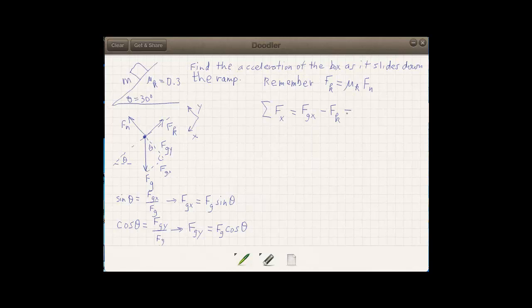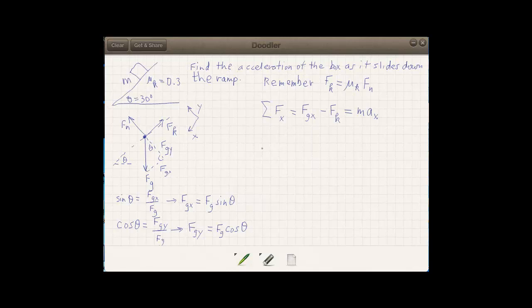And Newton's second law says add up all those forces, and what you get is the mass of the box times its acceleration along the x direction, its acceleration along the ramp. And that's what we're trying to solve for. We'll get to that in a minute. Can we do anything more with this?